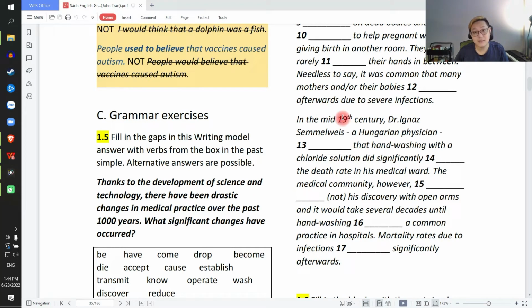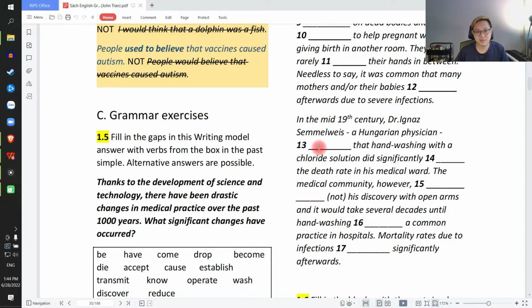In the mid-19th century, Dr. Ignaz Semmelweis, a Hungarian physician. So this is Hungarian, I think, so it should be Semmelweis. But since this is a German family name, I think it's Semmelweis. Cái chữ Semmelweis này nó giống như là một cái tên gốc của người Đức, cho nên đọc là Semmelweis mới đúng. Còn nếu tiếng Hung sẽ là Semmelweis. But I think it's Semmelweis, yeah.